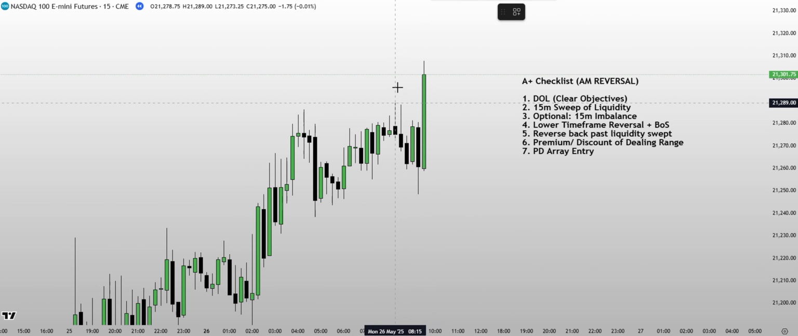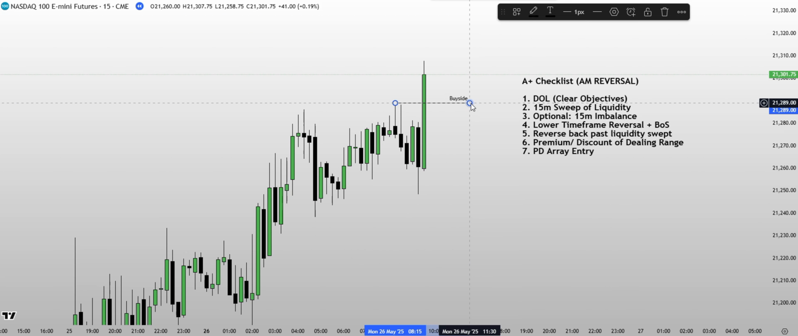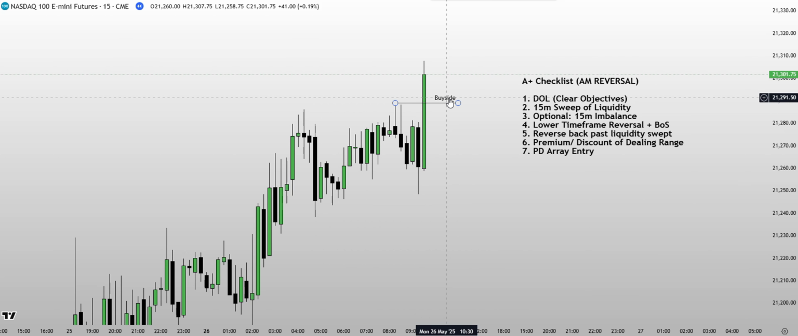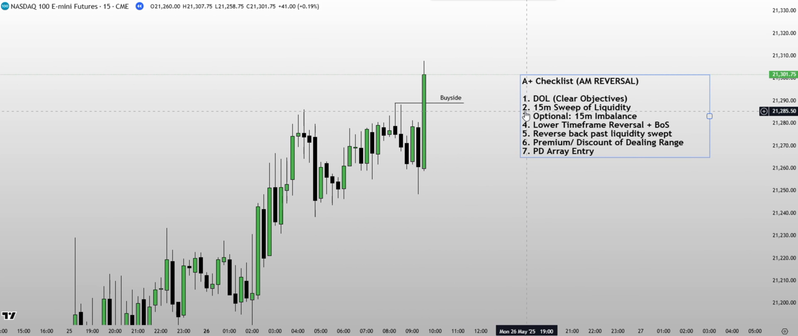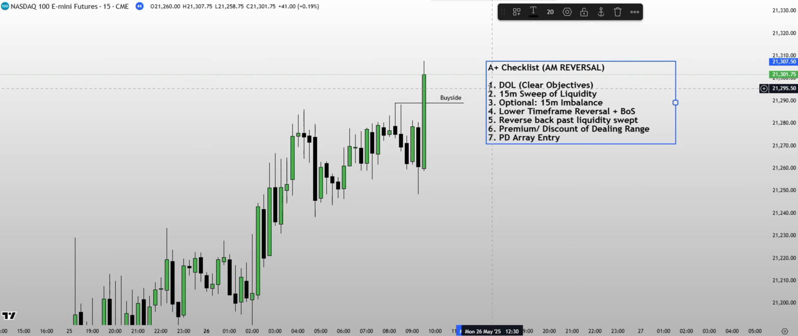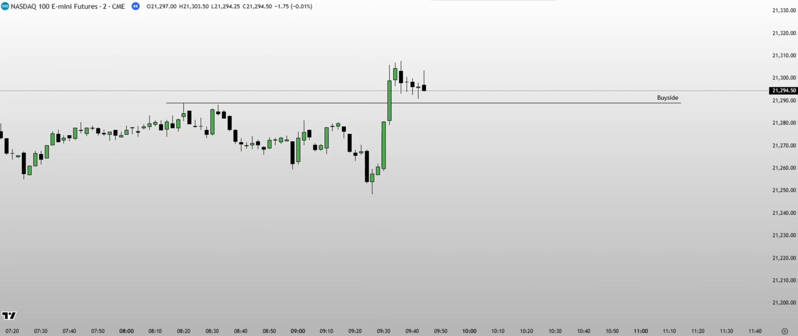Number 2, we do get a 15-minute sweep of liquidity right here. Price sweeps this 50-minute high, this buy side liquidity right here. So you get that sweep right there, visible. That is a valid sweep of liquidity. So steps 1 and 2 are there. We do not have a 50-minute imbalance, but like I said, that's optional, so it's not absolutely necessary. So steps 1 and 2 are met. That's good. We will then go to look for the following steps.